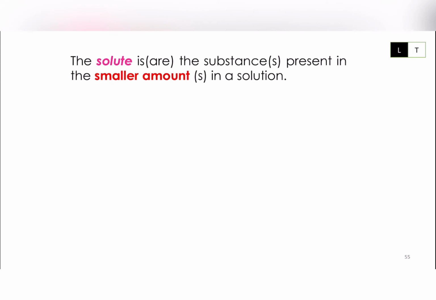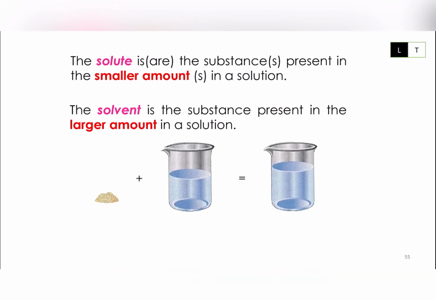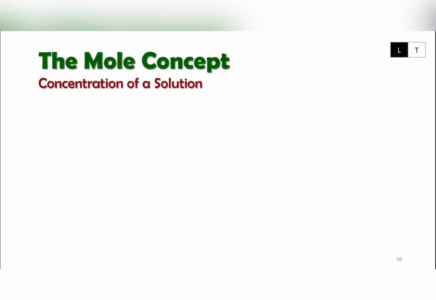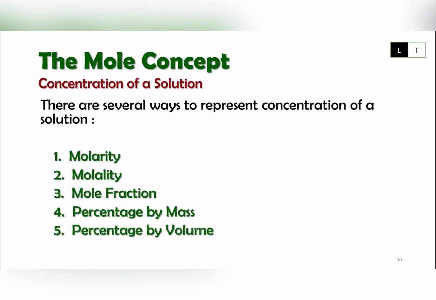Next, let's go to the solute, which is the substance present in a smaller amount in a solution. And last but not least, the solvent, which is the substance present in a larger amount in a solution. So you can differentiate between the two based on their amount. Solute will mix with solvent to get a solution. Once you've understood these three different terms, I'm going to introduce you to the concentration of solutions. We have five of them, which are molarity, molality, mole fraction, percentage by mass, and percentage by volume.